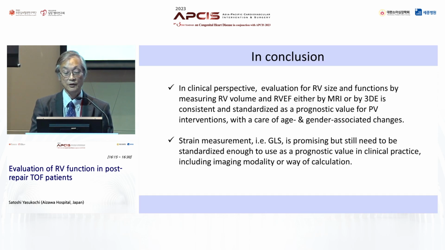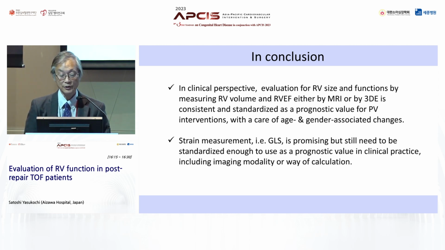In conclusion, from a clinical perspective, evaluation of RV size and function by measuring RV volumes and RV ejection fraction, either by MRI or by 3D echo, is consistent and standardized as a prognostic value for PV interventions, with care for age- and gender-associated changes. Strain measurement, like global longitudinal strain, is promising, but still needs to be standardized enough, including imaging modality and method of calculation, to be used as a prognostic value in clinical practice. Thank you very much for your attention.